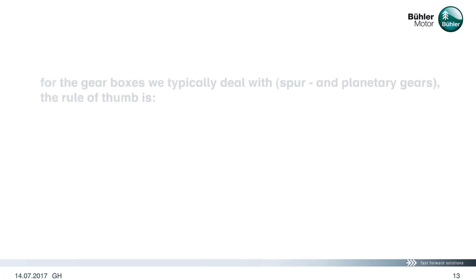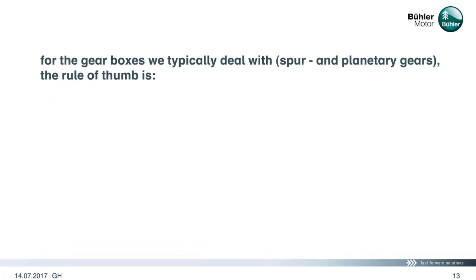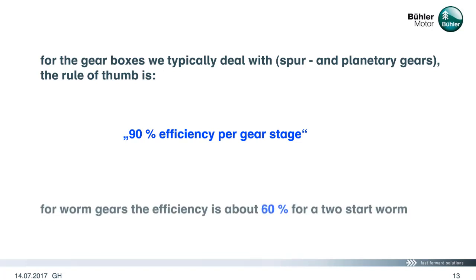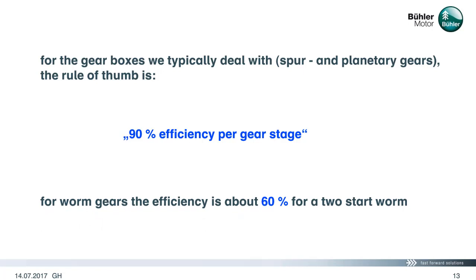Concerning the efficiency of the gearboxes, there is a rule of thumb for our cases where we typically deal with. For spur and planetary gears, it's 90% efficiency per gear stage. For worm gears, using a two-start worm, we consider an efficiency of about 60%.